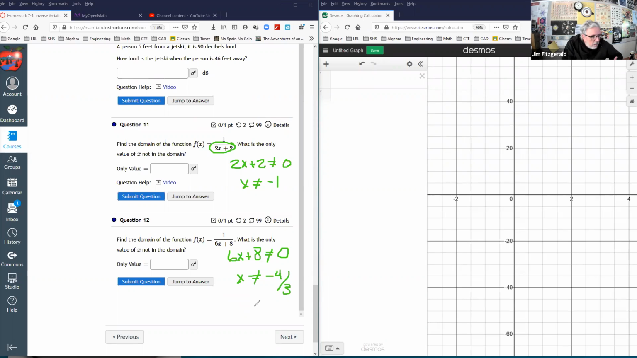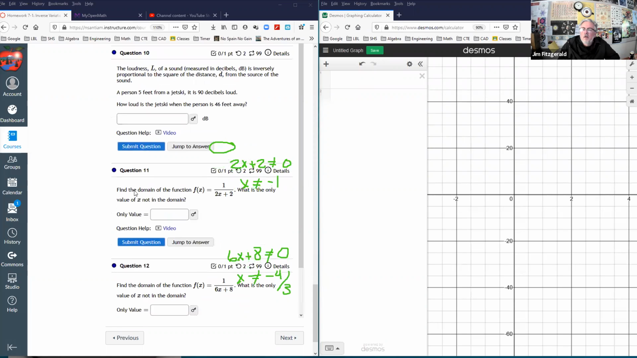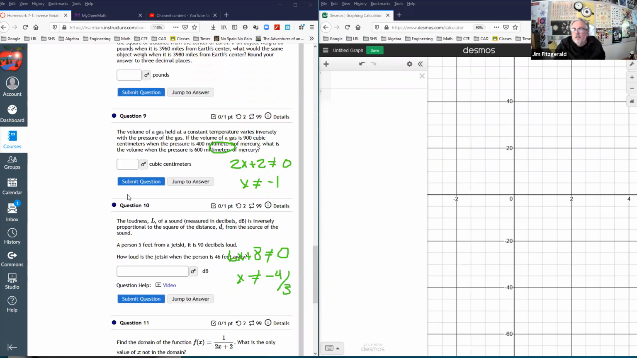Okay, so those are kind of the big ideas. Understanding that language, rather than talk about why it is inverse. Sorry about that. Y varies inversely as x. Y varies inversely as x squared. Volume varies inversely with distance squared. We're understanding those inverse relationships or those rational functions.